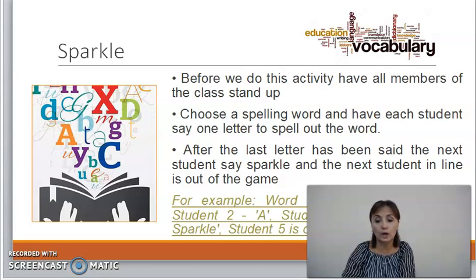For example, the word cat. The first student should say C. The second student, A. The third student, T. And student 4 should say sparkle. And student 5 is out.